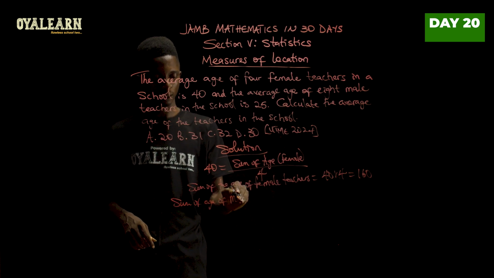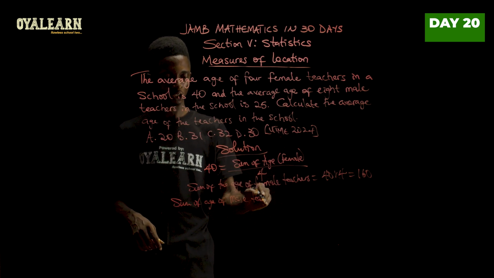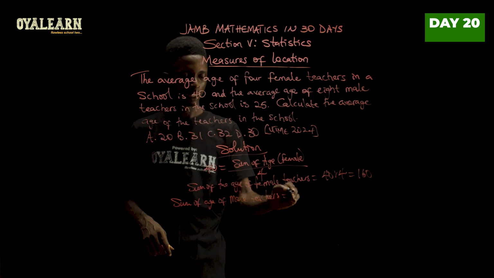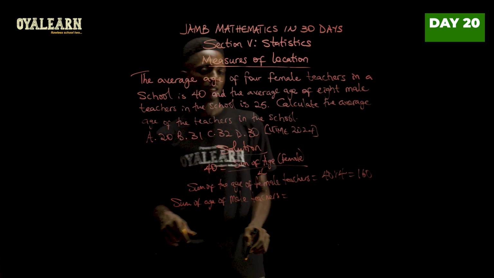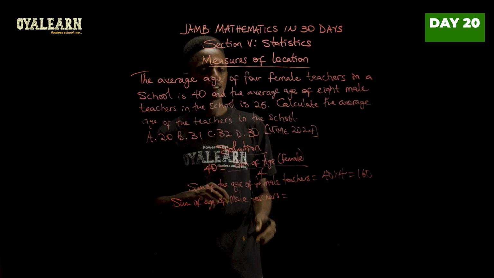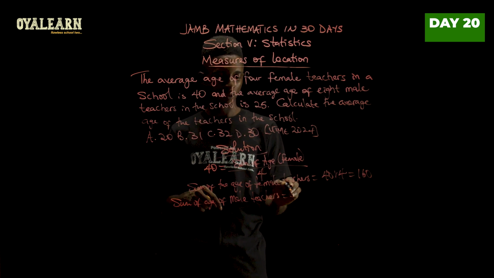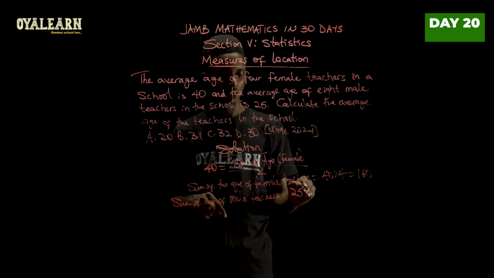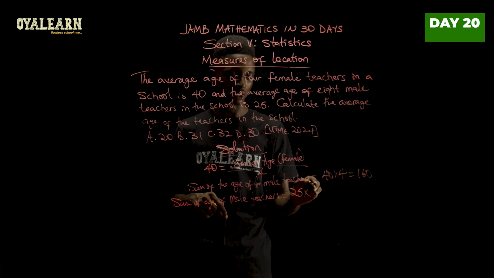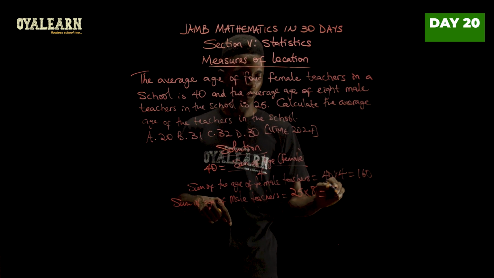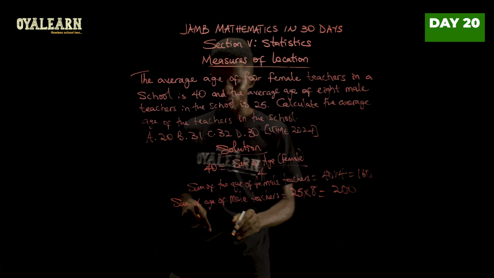Of male teachers. Now that would be, in this case, we have 25 as their average age multiplied by the number of teachers, which is 8. Now this will give us 200.